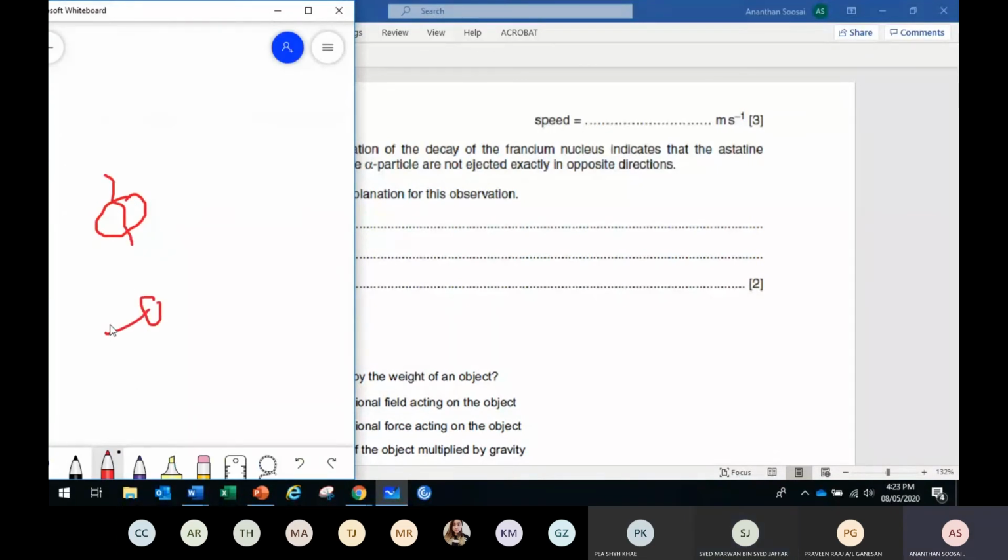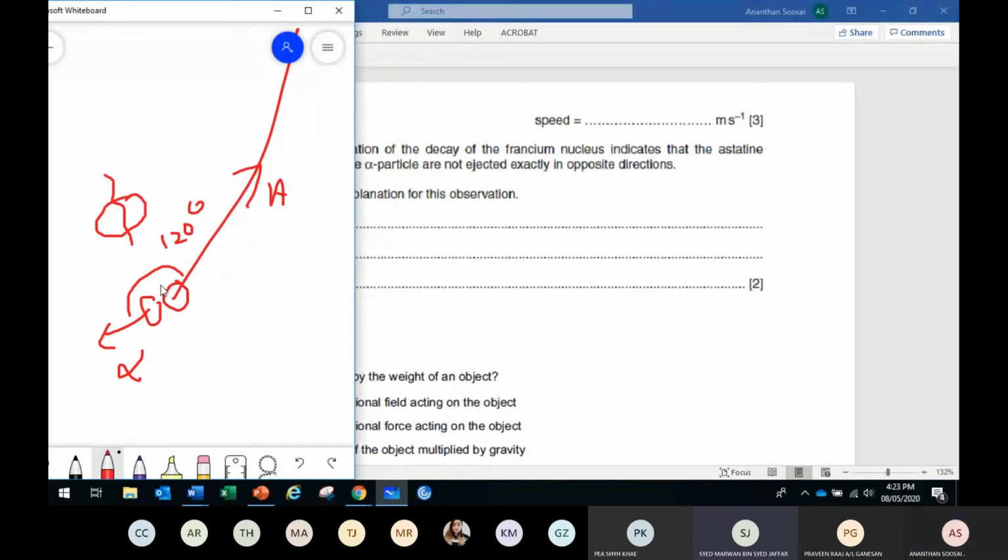One is moving here, the alpha. The other, the astatine, is moving like this. The angle is not 180, maybe 120. The angle is not opposite. So what conclusion do the scientists make about this collision? It's not an equal and opposite reaction.